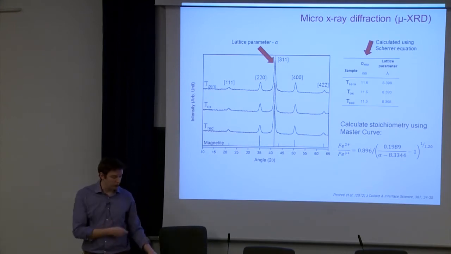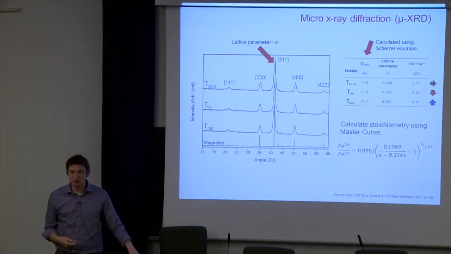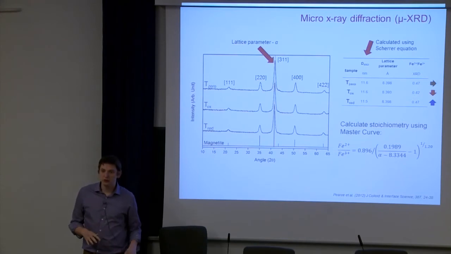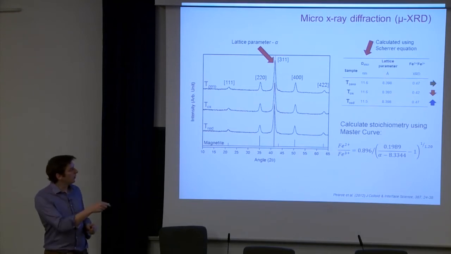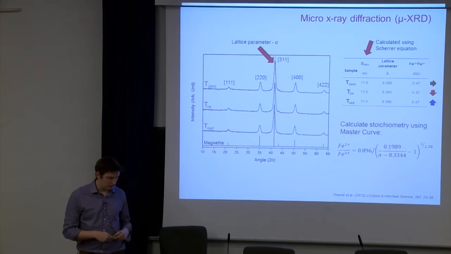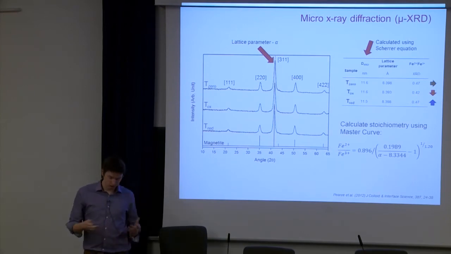And so when we do this for our values, we actually see that the starting material has a value of around 0.47. And this is a comparison to a stoichiometric magnetite, which should be 0.5. So perhaps it's a little bit oxidized to begin with. But when we oxidize the sample, we see this decrease. So it goes to 0.42. And then when we re-reduce the sample, we get to a value of 0.47.